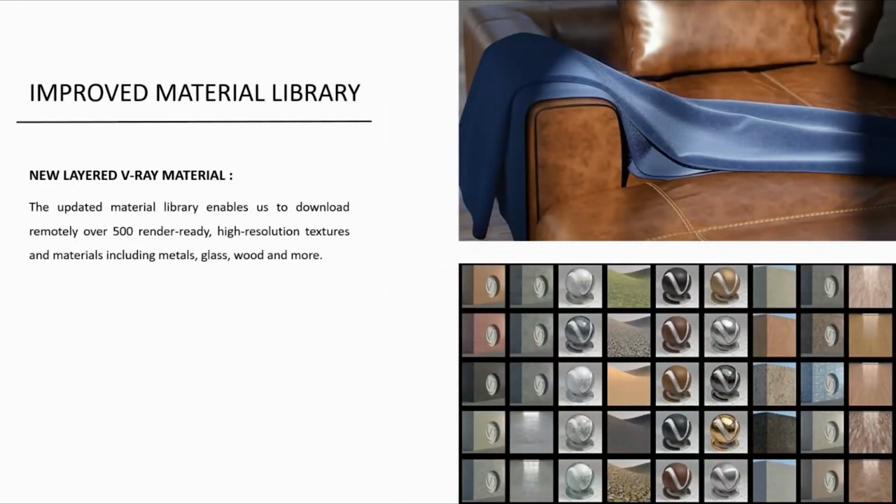And VRay has now improved the resolution of new materials to 4K, and it enables us to download remotely over 500 ready-to-render high-resolution textures and materials. It includes metal, glass, wood, and even more. So we can concentrate more on our design rather than taking time for making new materials from scratch. With the new presets available, we can reduce the time taken for setting up a render.